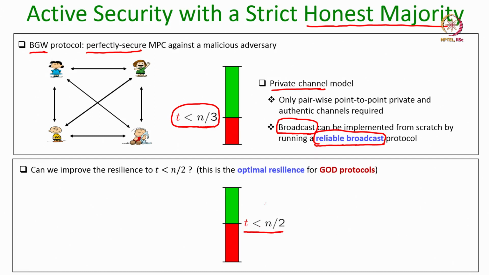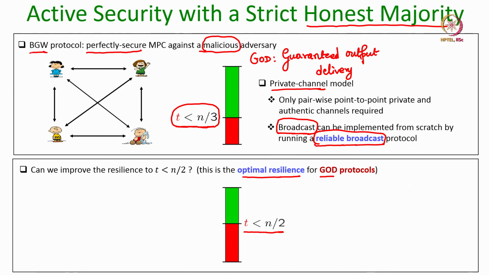Before going into the answer, this resilience of t less than n over 2 is the optimal resilience for guaranteed output delivery protocols. This GOD stands for guaranteed output delivery. What does that mean? That means even if up to t parties behave maliciously in the system, they cannot prevent the honest parties from achieving the right function output. Such protocols are called guaranteed output delivery protocols.